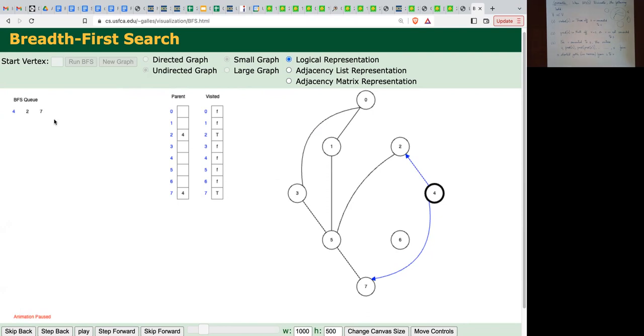So now what has happened is that you look at the BFS queue: 4, 2, 7. Actually 4 is being considered, so it's being dequeued. 2 and 7 are in the queue now. Okay, so now let's go one step forward.